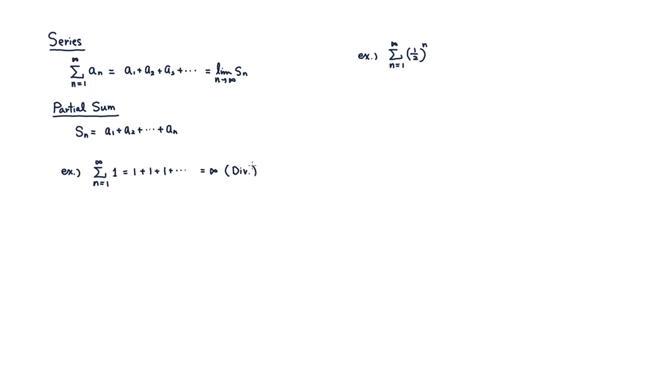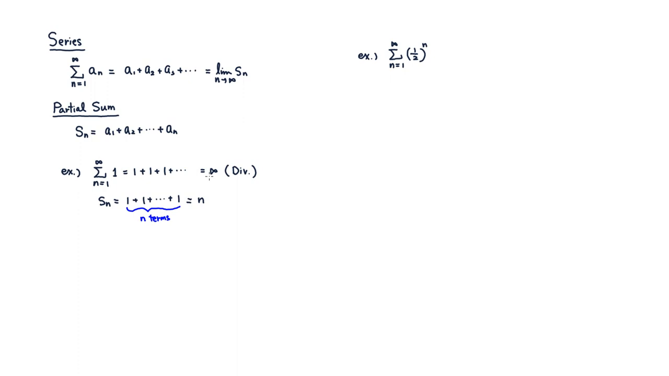But let's use the partial sum. What would be the partial sum for this particular series? You have to add the first n terms, so you have 1 plus 1 plus all the way to 1. And we know that there are only n terms, or n ones. If you add n ones together, this is going to be equal to n.